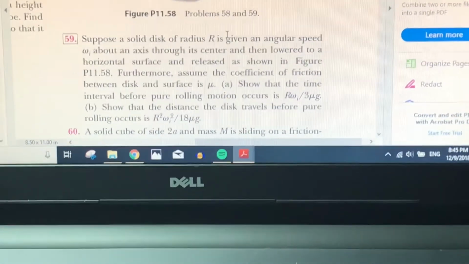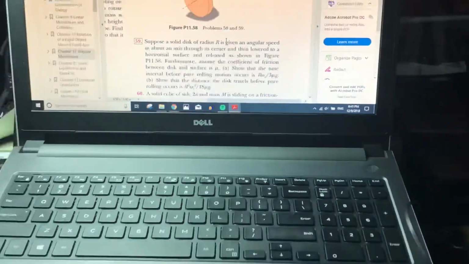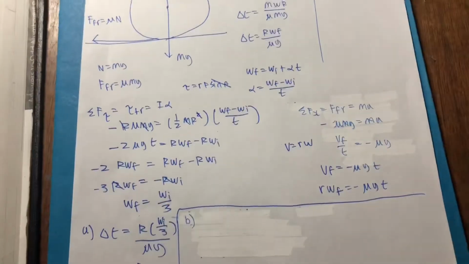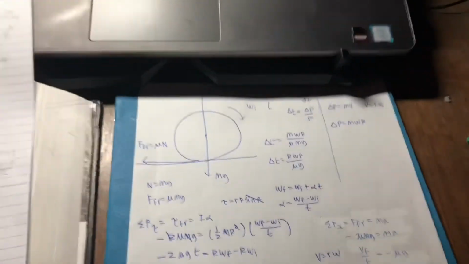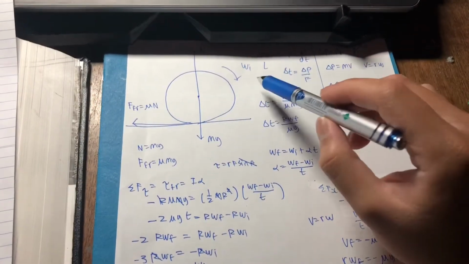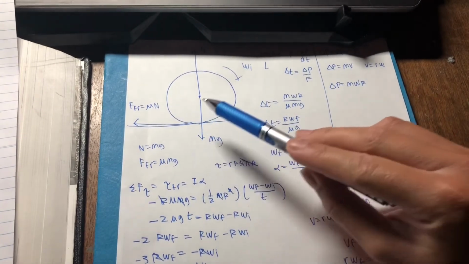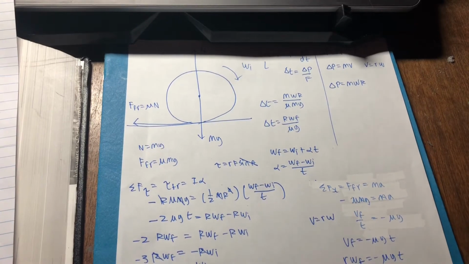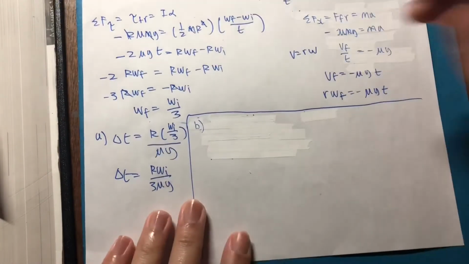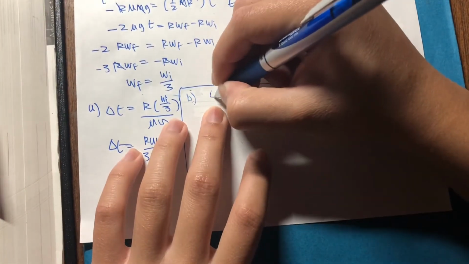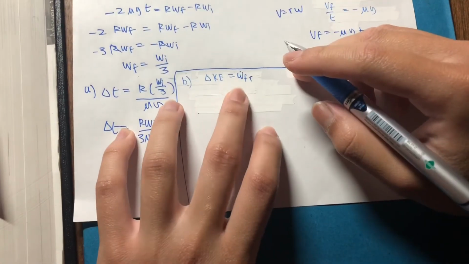Part B, show that the distance the disk travels before pure rolling motion occurs is r squared omega initial squared divided by 18 mu g. So to solve this, you need to use energies. You need to realize that from the moment this thing hits the ground, it's going to start rolling. And it's going to stop rolling at a certain point because it lost its kinetic energy to friction. Friction took away the kinetic energy. So if all the kinetic energy eventually went away because of friction, you can write that the change in kinetic energy is equal to the work done by friction. The friction took away all that kinetic energy.